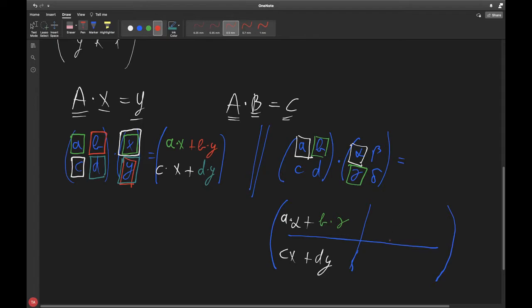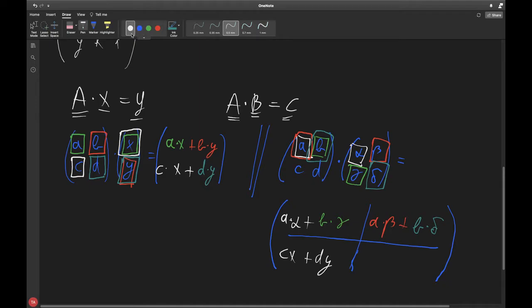So here I have the second column, first row. So what we do is that we multiply the first row, first element, with the second column, first row. So that's going to be A times beta, plus, with this color, the second column, first row, with the second row here. So that's B times delta is what we have here.